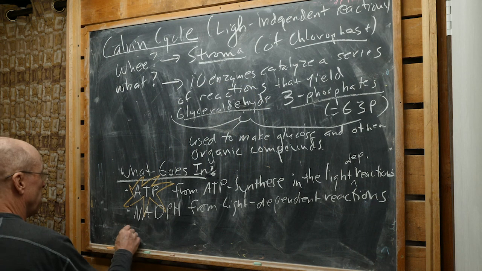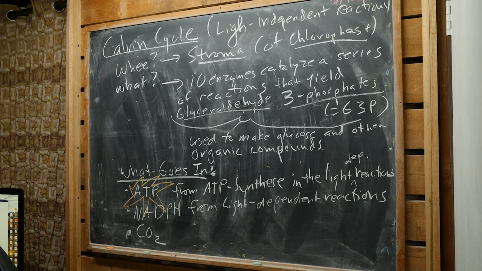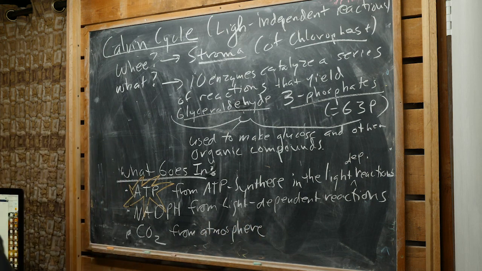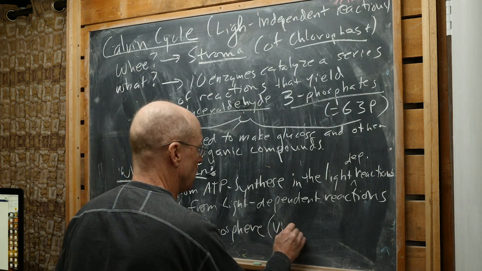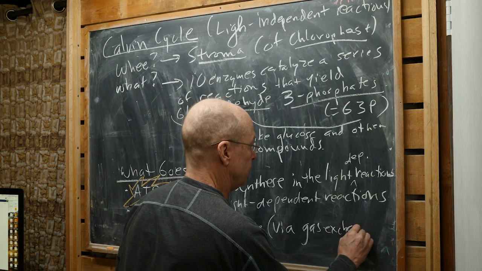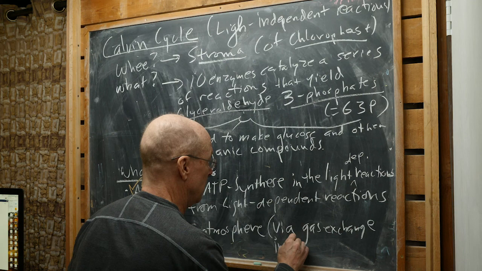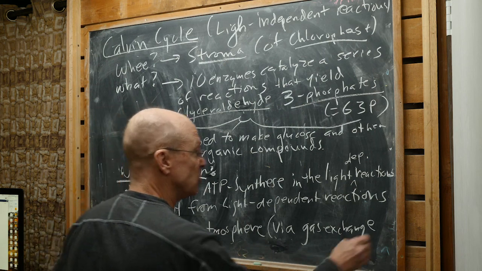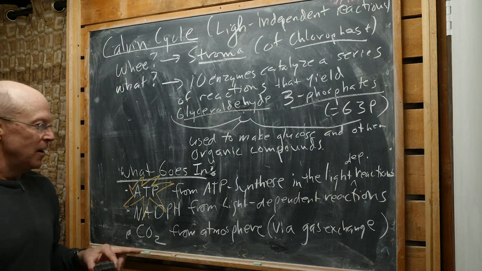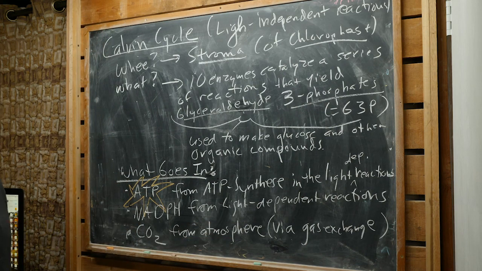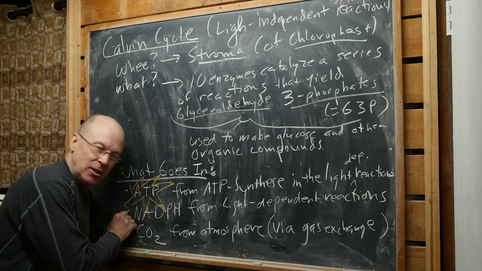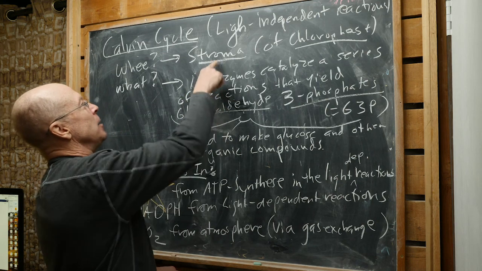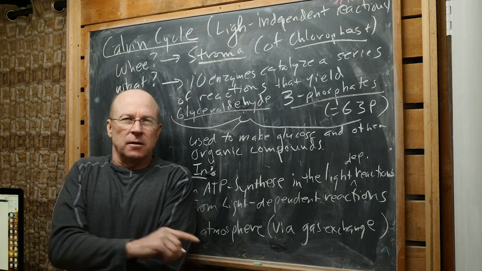And lastly, we need CO2 from the atmosphere. And this is via gas exchange in the tissue, in higher plants, actually. That's enough. There's a whole nice lecture piece that goes with that. So here is our focus going in: ATP, NADPH, CO2. These are going into a whole big beautiful system of enzymes, 10 enzymes in the stroma. It's called the Calvin cycle, and it is extraordinary.